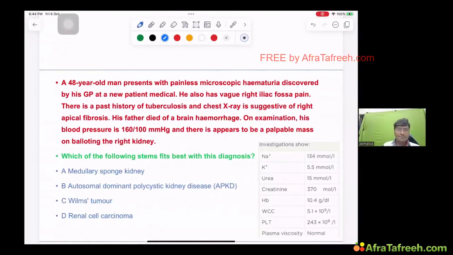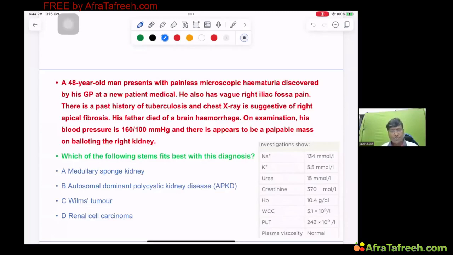48-year-old man, painless microscopic hematuria discovered by GP at OPD. Vague right iliac fossa pain. There's no past medical history of tuberculosis, and chest X-ray is suggestive of right apical fibrosis. Father died of brain hemorrhage. Examination: blood pressure 160/100. Palpable mass on ballotting the right kidney.